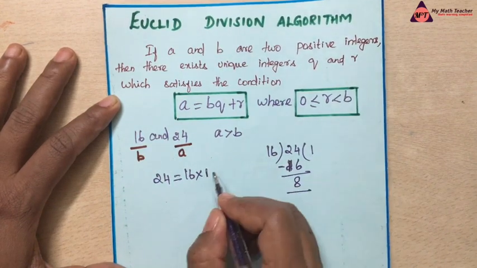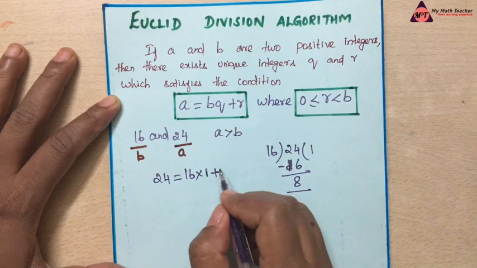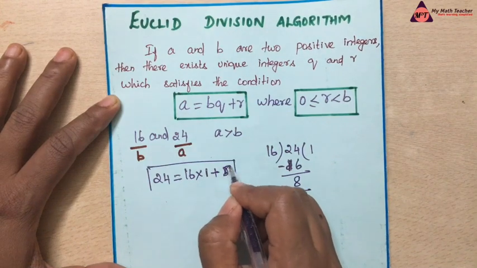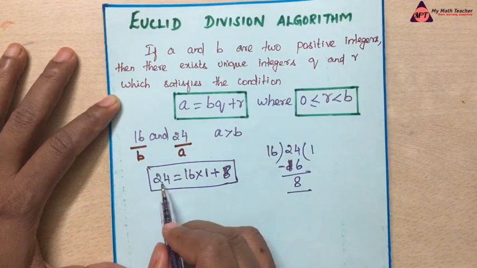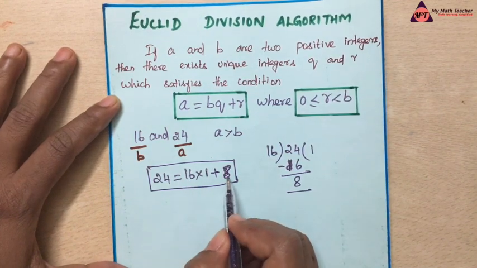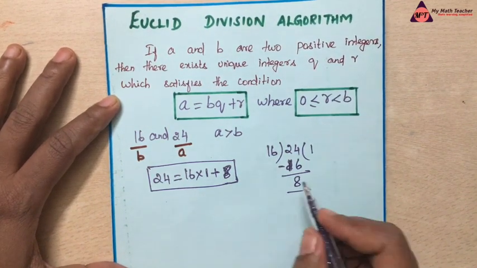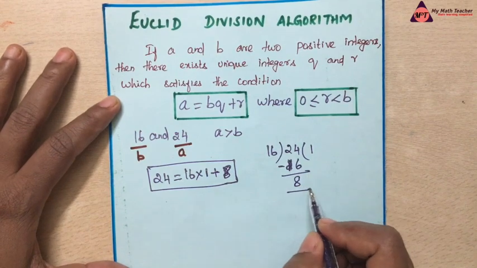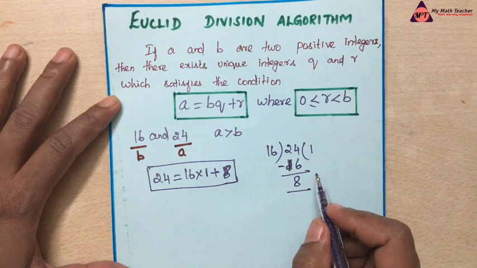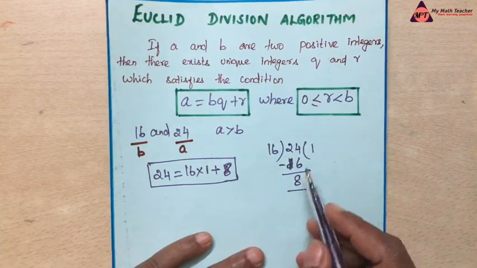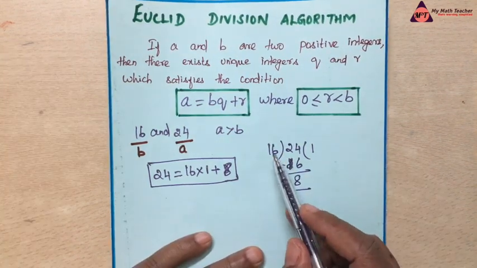Quotient here is 1 plus the remainder. Remainder is 8. Now we'll check whether it is correct or not. 16 ones are 16 plus 8, that is 24. Now here, as the remainder is not equal to 0, we have to perform the division again till it becomes 0.